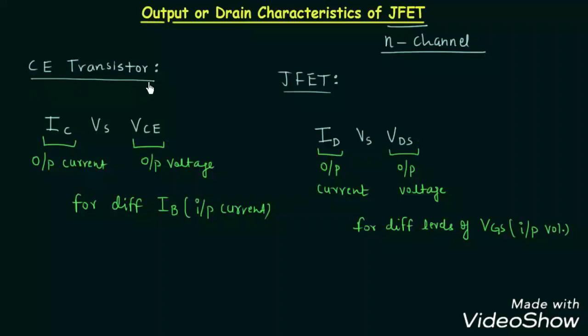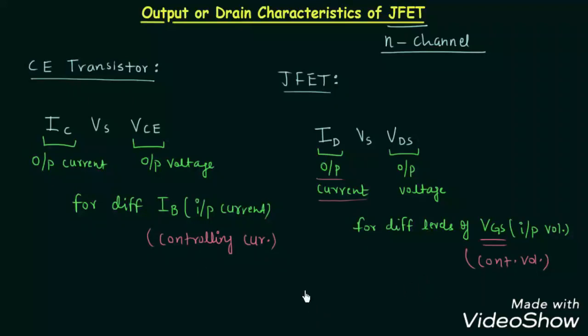In case of common emitter transistor, current IC is dependent on the base current IB. So we can say that base current IB is the controlling current, and in case of JFET, current ID, which is the output current, is dependent on the voltage VGS. VGS is the input voltage and it is the controlling voltage. The controlling voltage is different in case of N-channel JFET and in case of P-channel JFET.